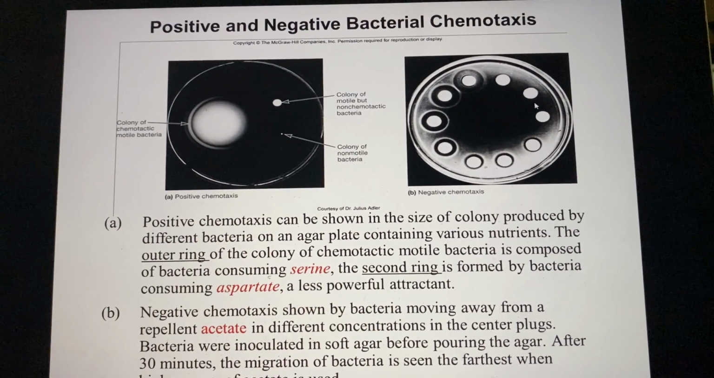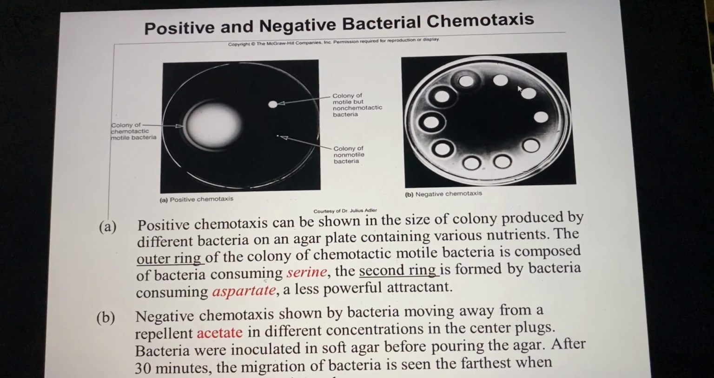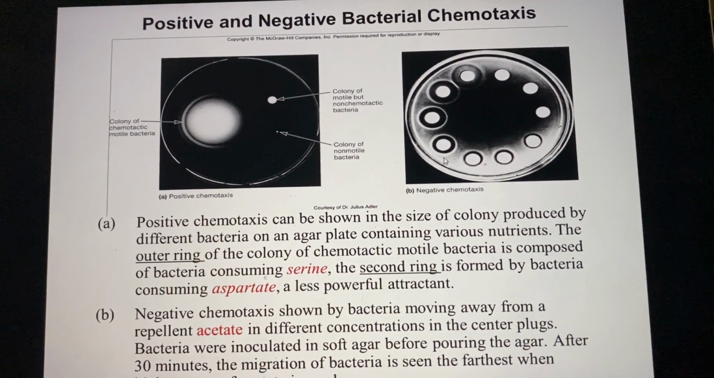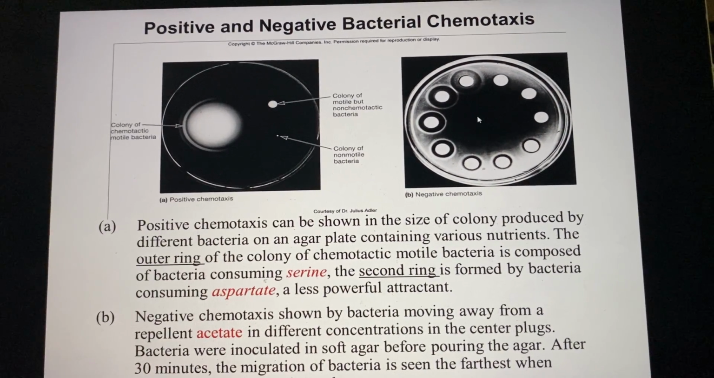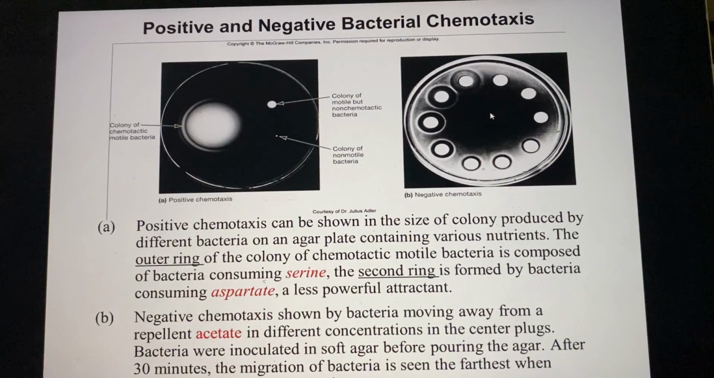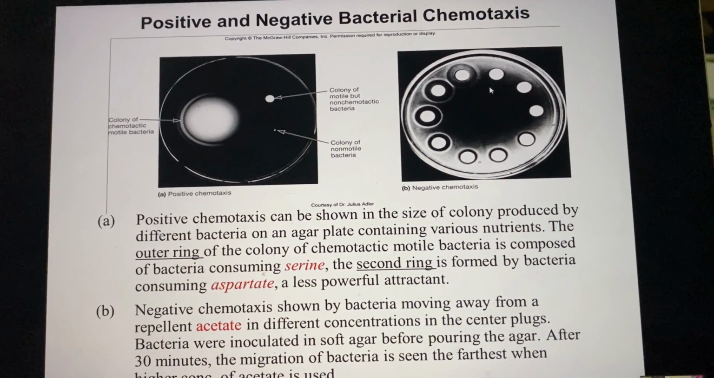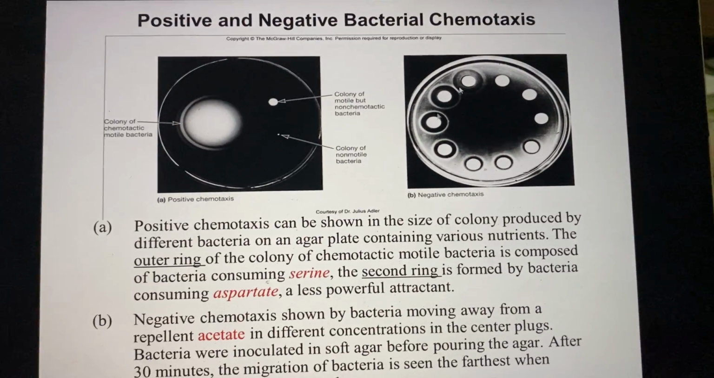So if you're looking at different concentrations of acetate, you're going from a smaller concentration of acetate in this plug to more and more. And this medium, when it was poured, already had bacteria embedded in it. And now you're looking at the migration of bacteria based on the concentration of acetate in the plugs.